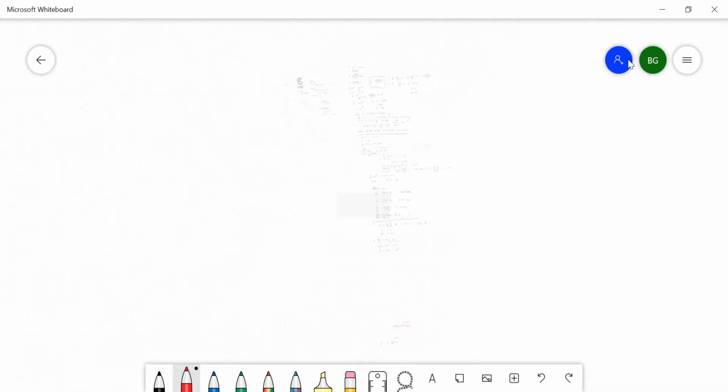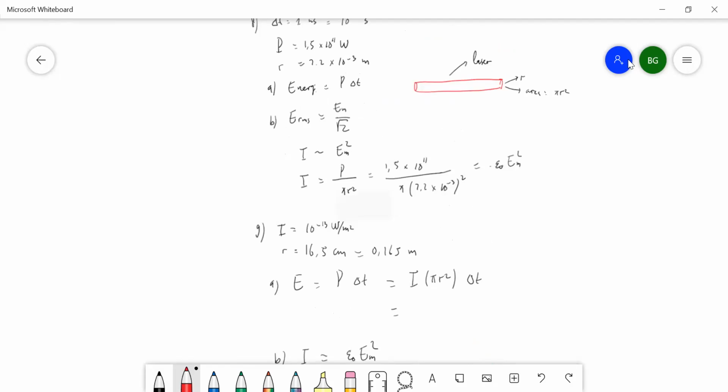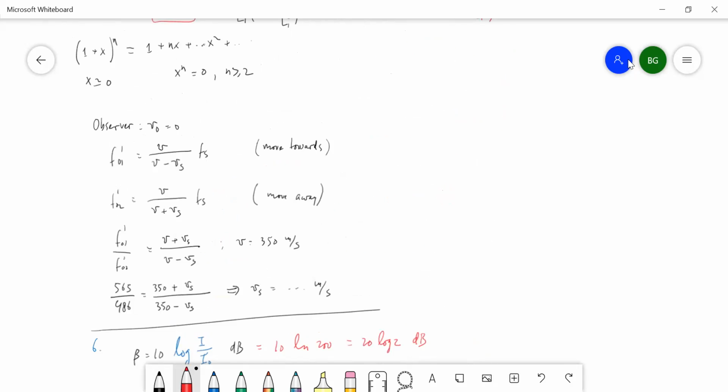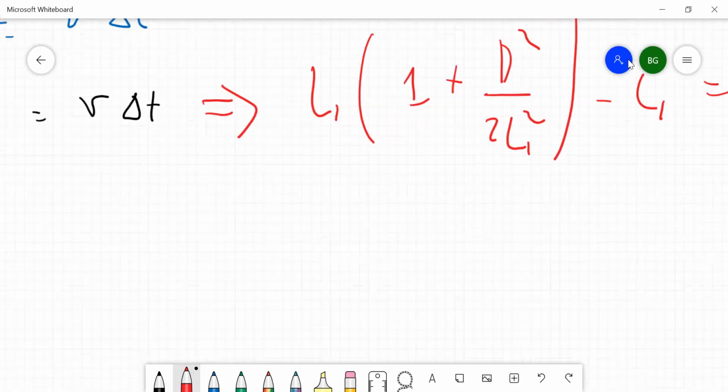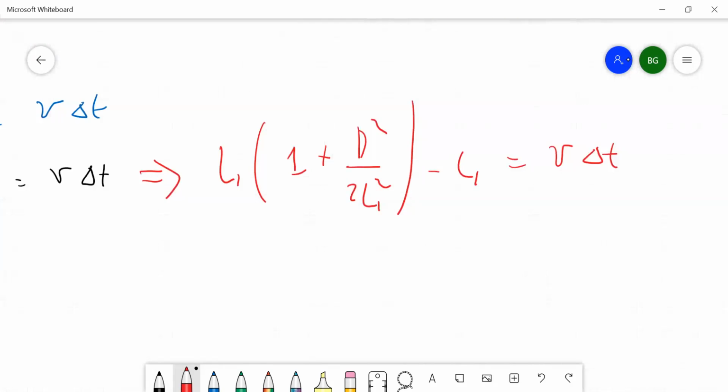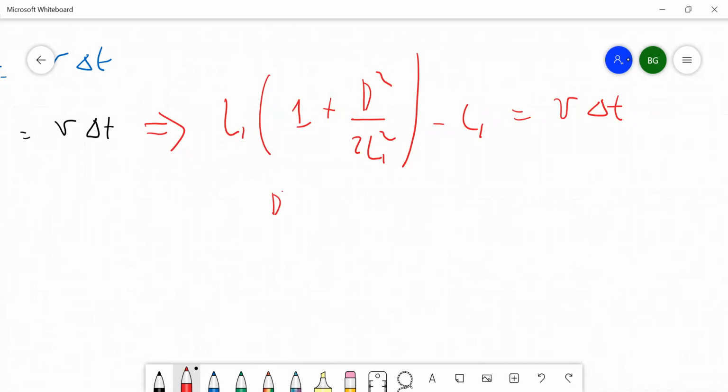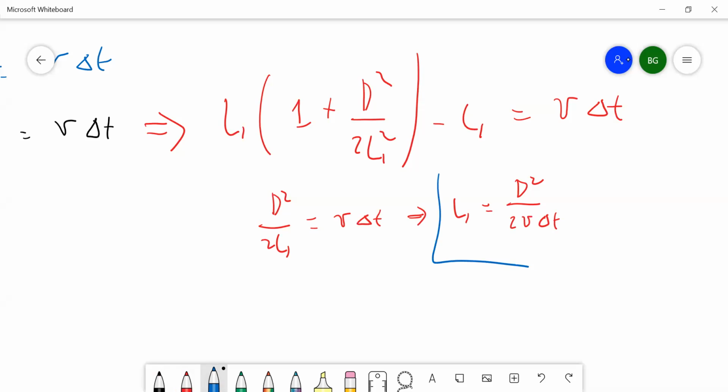Okay, we get that, sorry, it should be D squared over 2 L1 equal to V delta T. So we get L1 is D squared over 2 V delta T. So this is the correct answer, this one.